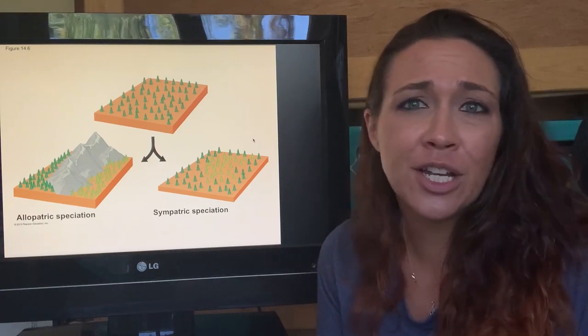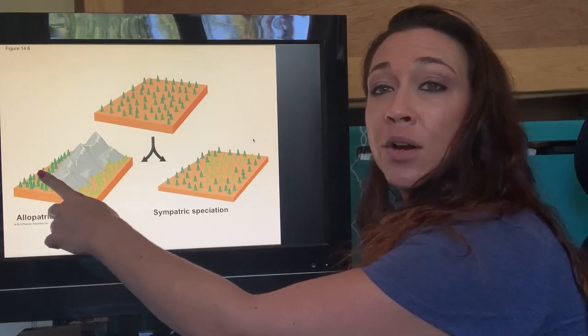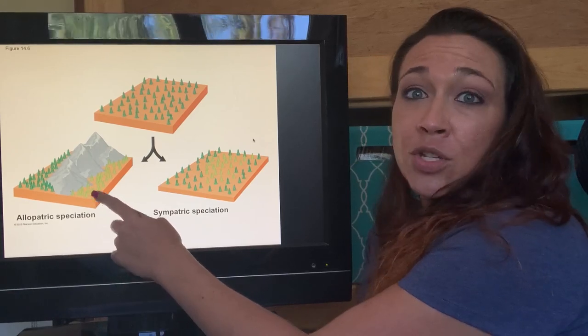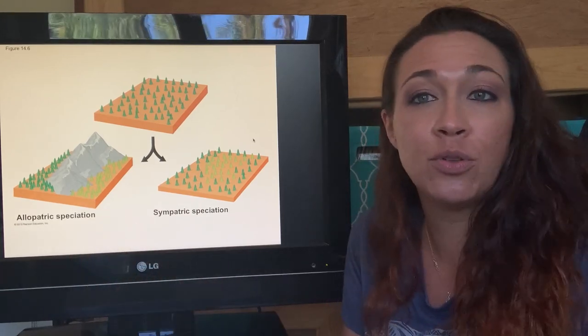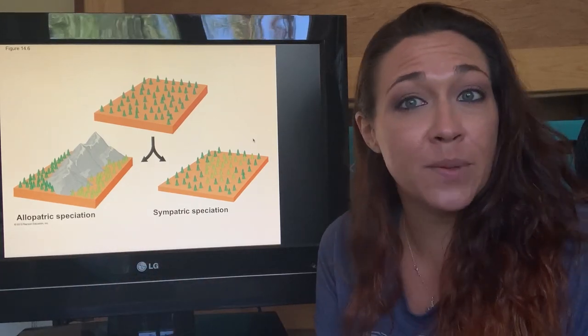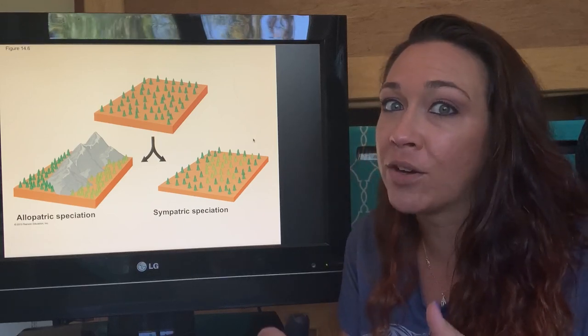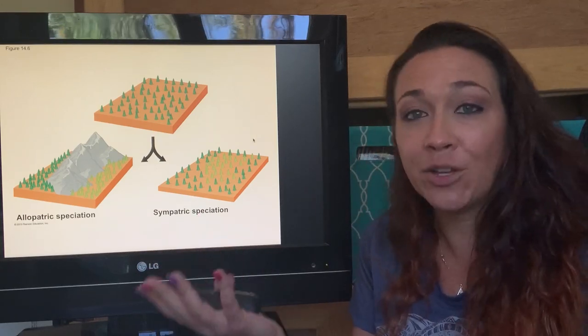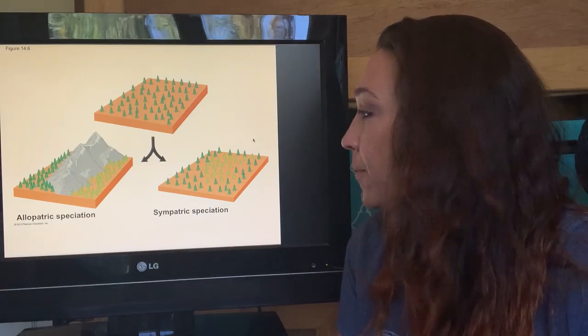Maybe they started reproducing at two different times. Maybe this guy gets a lot of water in the spring, this guy gets a lot of water in the summer, so they only reproduce in the summer. Now they're reproducing at two different times. Right? They were the same species of trees, but now those reproductive barriers come into play. Now you can't reproduce. Now you're a different species.